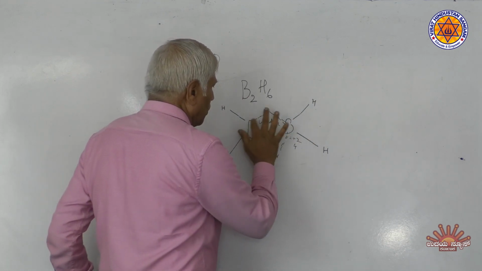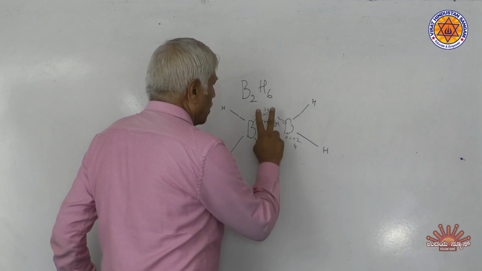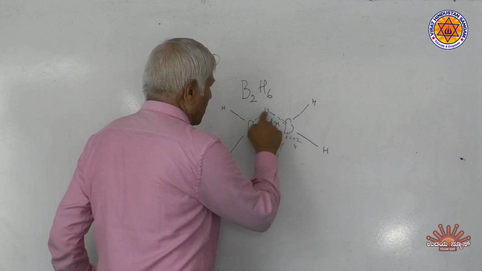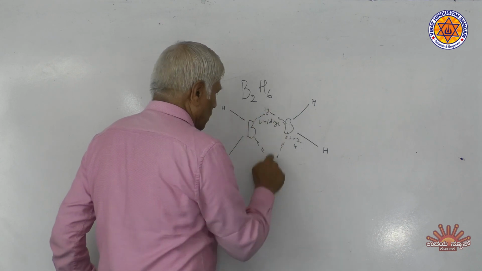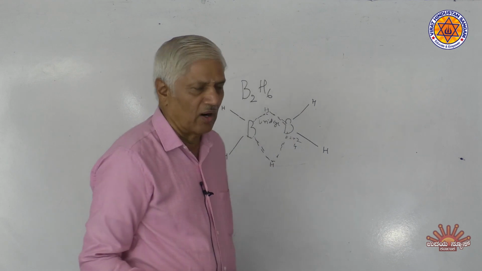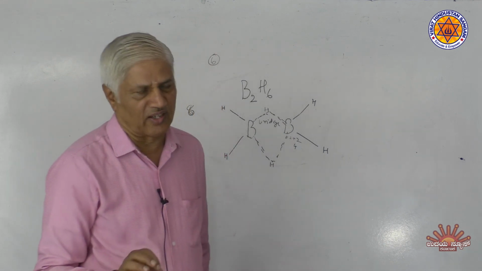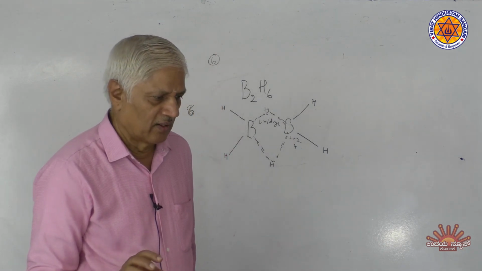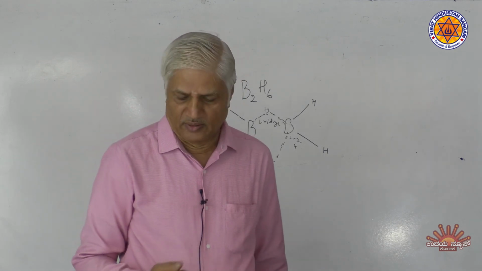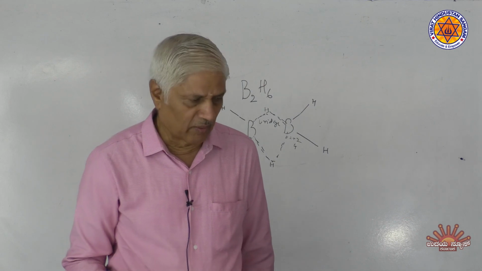There are 2 three centric 2 electron bonds. In the entire bridge bond, only 2 electrons are involved. There are 2 three centric 2 electron bonds. Option A is correct. This structure will be discussed in detail in our first PUC class. They are called the bridge bonds.